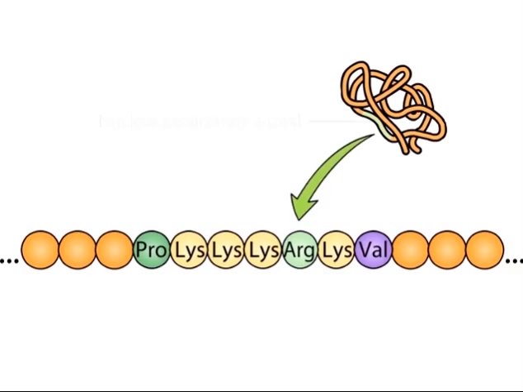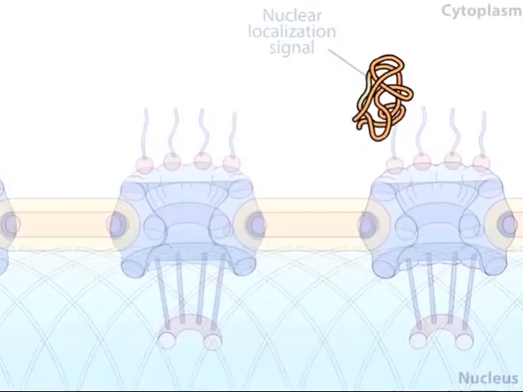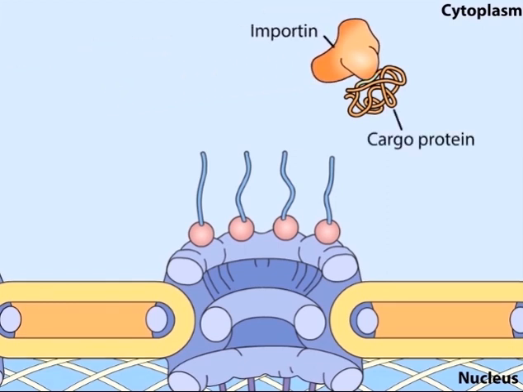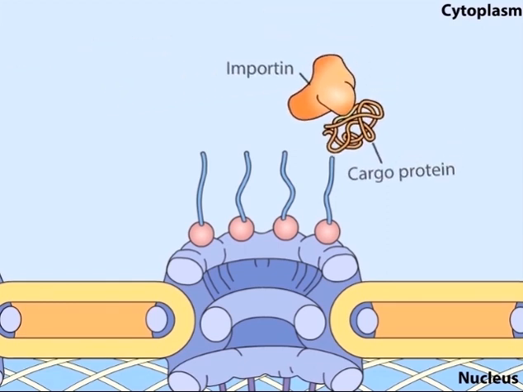Let's consider proteins imported from the cytoplasm to the nucleus. Only a subset of proteins can enter the nucleus, and they are allowed in by virtue of having specific amino acid sequences called nuclear localization signals. Nuclear localization signals typically consist of one or two short segments of basic amino acids. Nuclear localization signals are recognized by nuclear transport receptors called importins, which carry the cargo proteins into the nucleus.